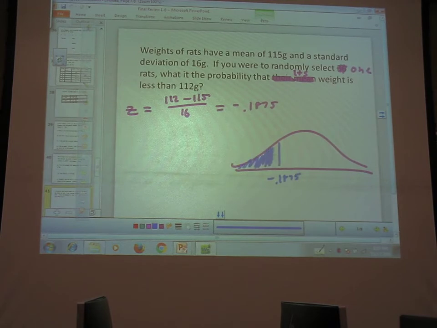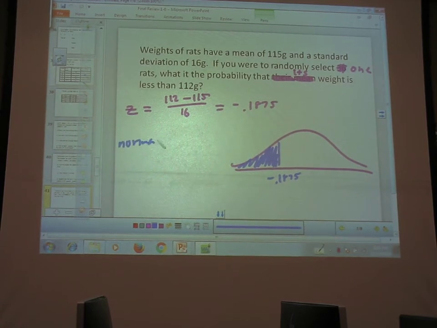Is this number on the left of the mean? So you're going to do normal CDF. The lower bound is negative 999, the upper bound is the z-score, negative 0.1875. And you guys are going to get 0.4256.